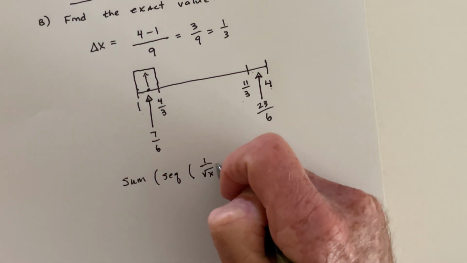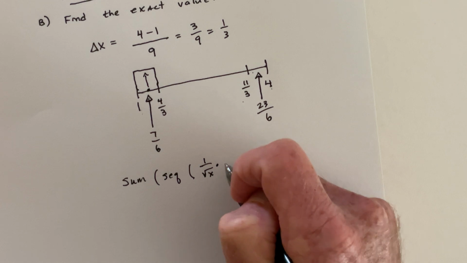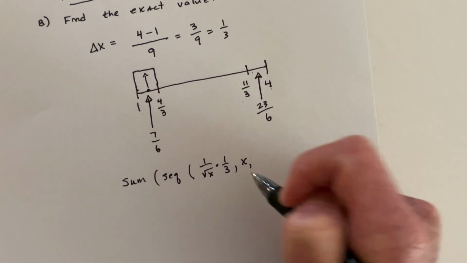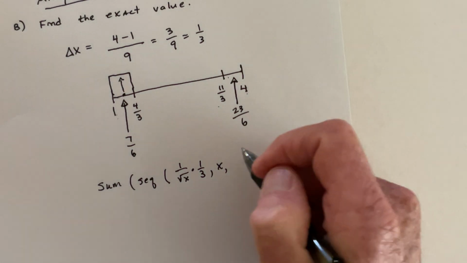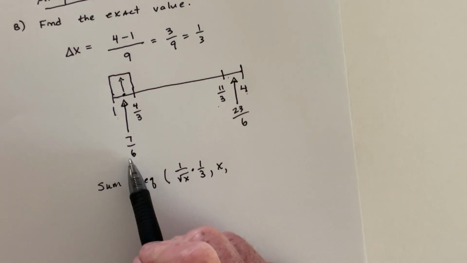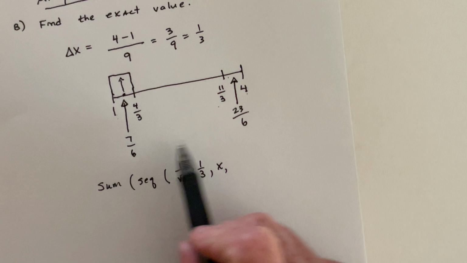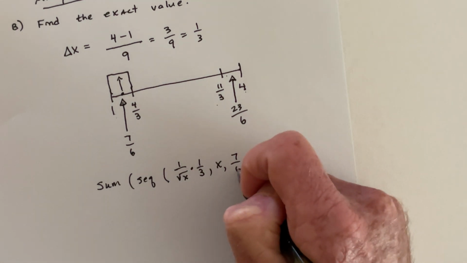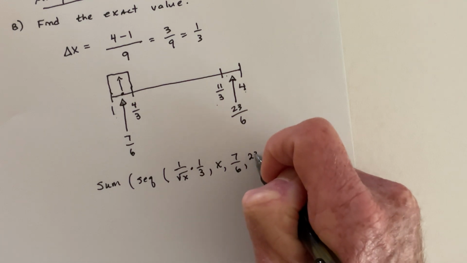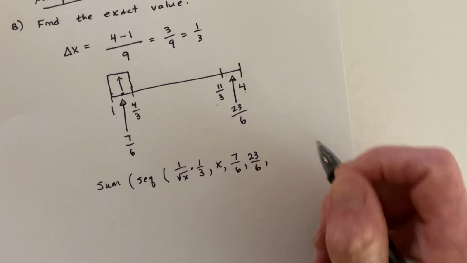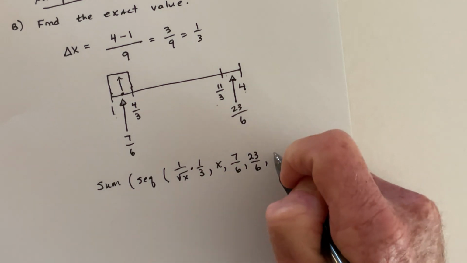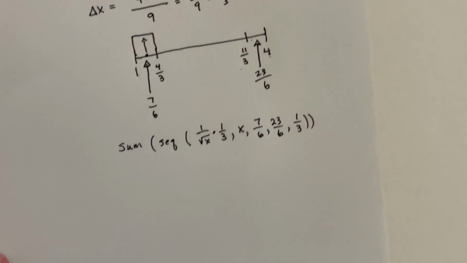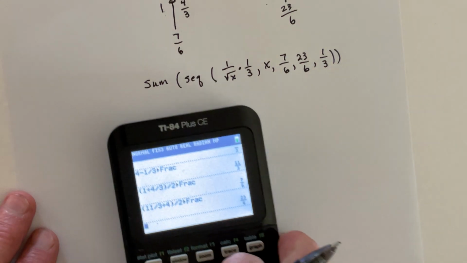And then that's going to be the height of the rectangle. And then times 1/3 the width. Tell it that we're using x as the variable. And then it's going to start at 7/6 and end at 23/6. And the last thing to always tell it is the delta x. All right, then to input that in the calculator.